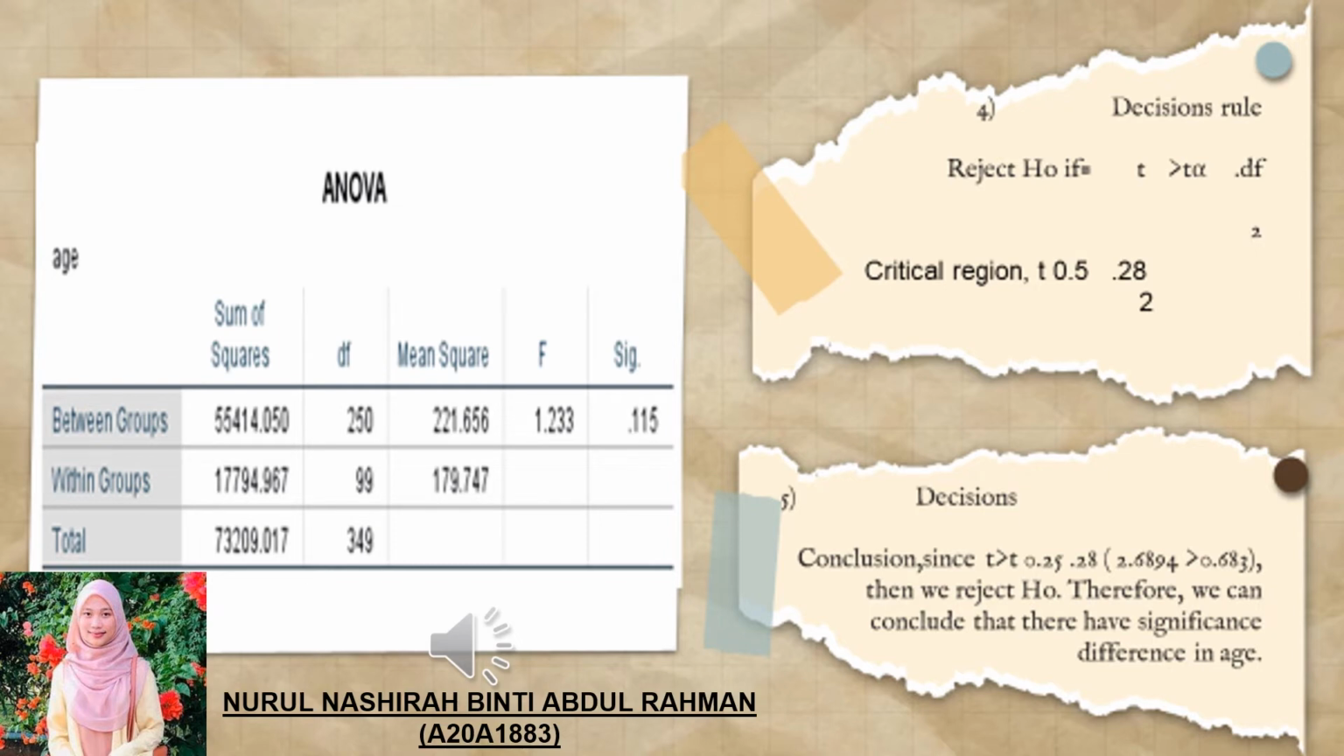And fourth is the decision rule. Reject H0 if T is bigger than T alpha. Number 5 is decision and conclusion. Since T is bigger than T alpha, that is 2.6894 bigger than 0.683, then we reject H0. Therefore, we can conclude that there is a significant difference in age.